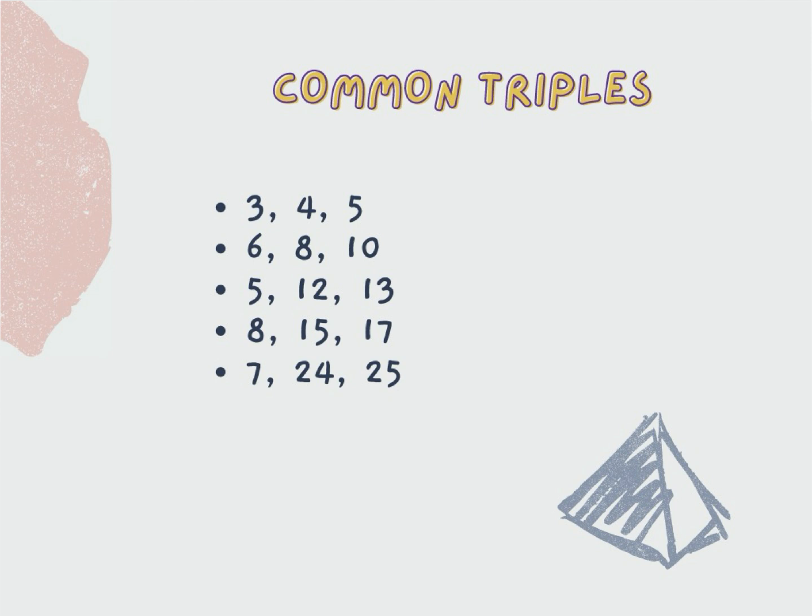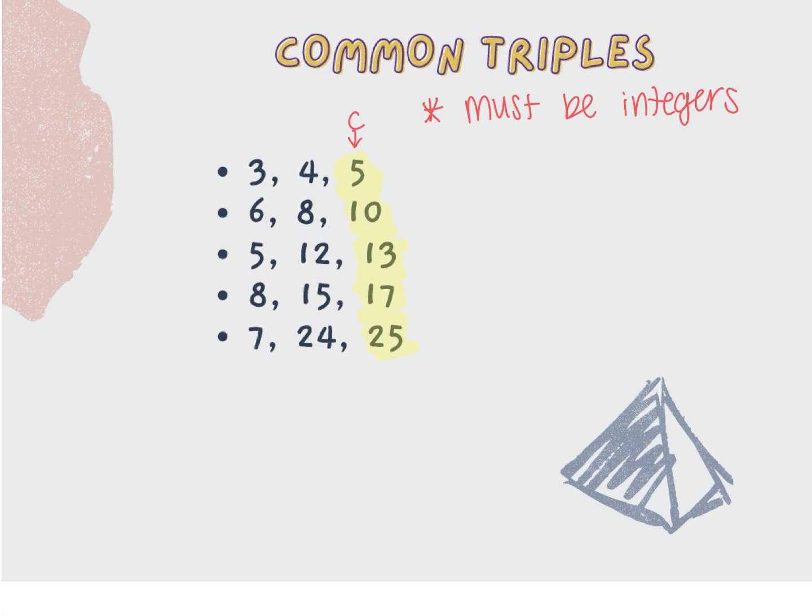All right, common triples. Common triples are integers. They must be integers. Okay, you cannot have a common triple and have a square root. It has to be integers. Okay, only whole numbers. There are plenty of common triples. These are the first 5 that you should memorize, should hopefully remember with practice. And again, your longest side, so the largest number, is always your hypotenuse. Okay, so in my formula, in my rule, my Pythagorean theorem, this is going to be my C.